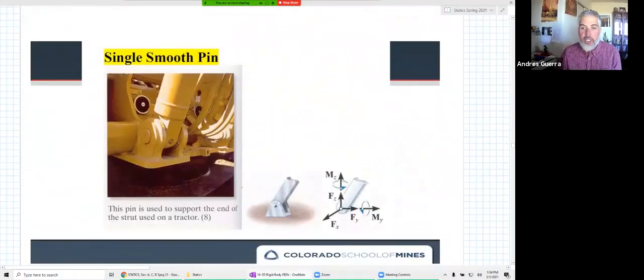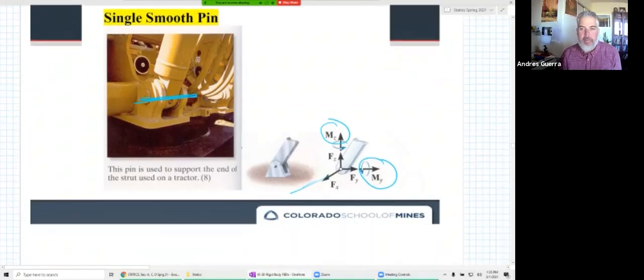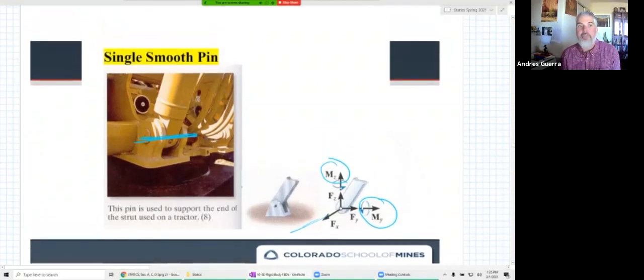How about a single smooth pin? What is this allowing to happen? Well, this one allows rotation, but only about one axis now. And so we see in our picture down here, we have all three forces, and now we have two moments. We have a moment about the Z and the Y, but no moment on the X because it's allowed to rotate on that X direction. So again, what is allowed and what is prevented from happening? If it's allowed to happen, don't put a reaction force or moment there.